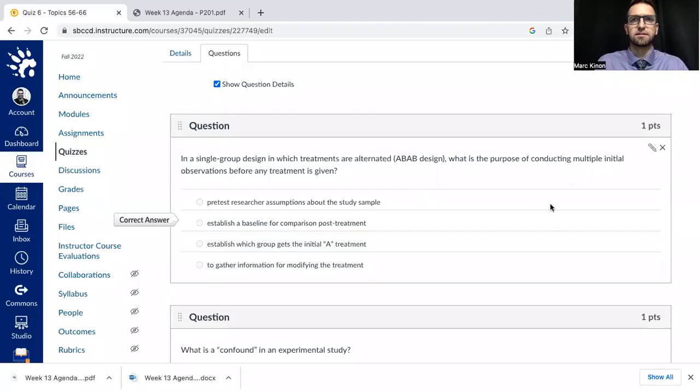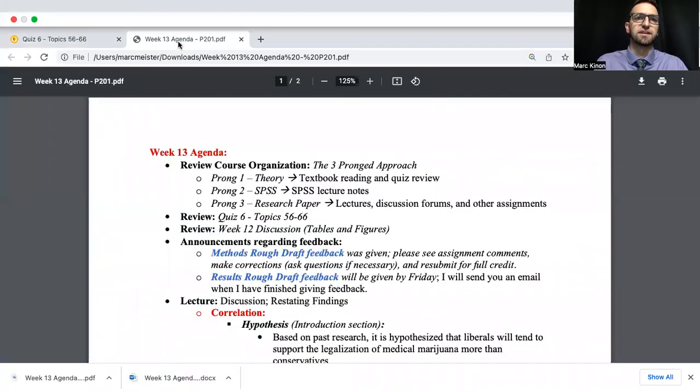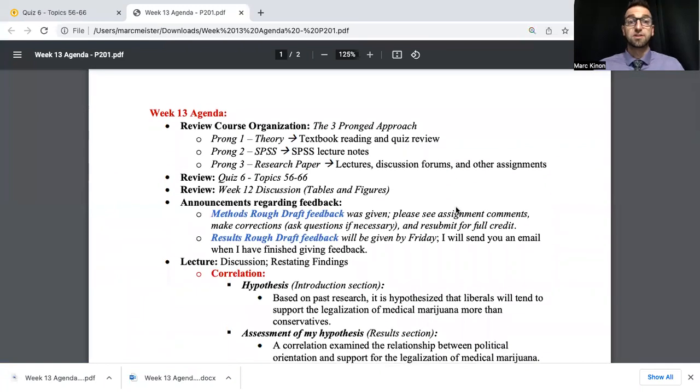Let's go ahead and take a look at the quiz. Well, hold on. First of all, the agenda. Let's start off by going over the three-pronged approach that we always use, okay? Prong one is theory. This is our approach to the class, the three-pronged approach to the class. Prong one is theory. You get this through reading the textbook and taking the quiz and then quiz review, which I jumped the gun on, but we're going to do.